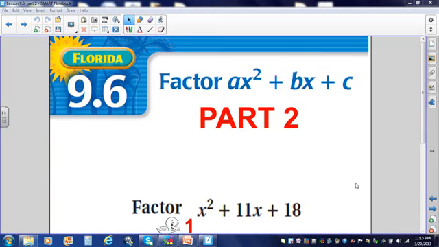Today's podcast is going to be on lesson 9.6. This will be part 2. We are still working on factoring. No reason to. I think by the end of this podcast, you will really understand this way better.